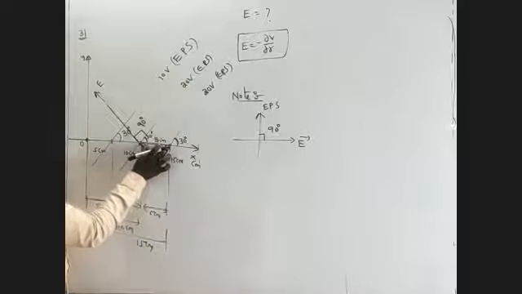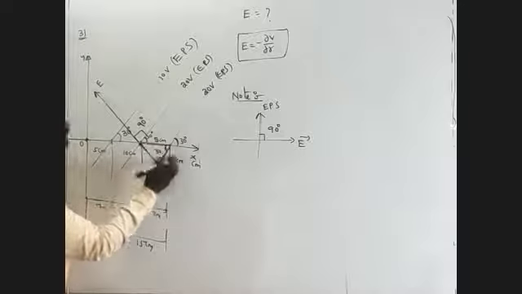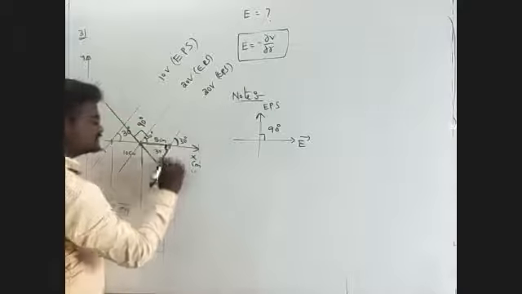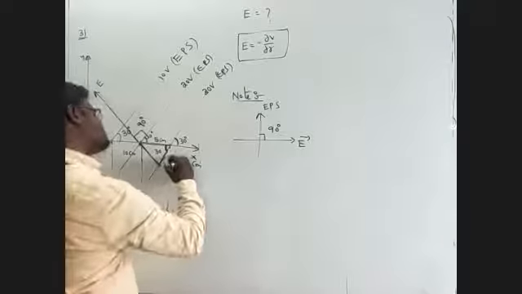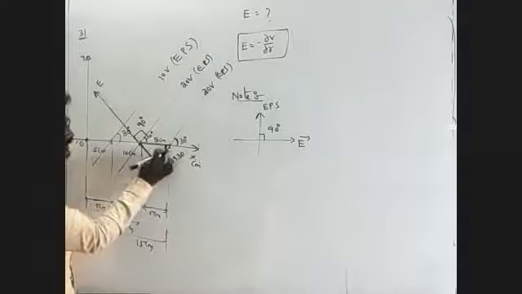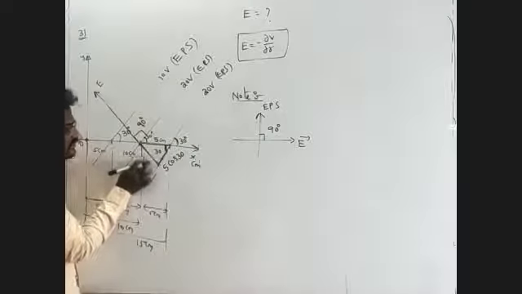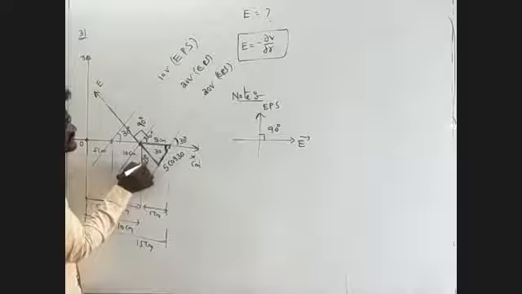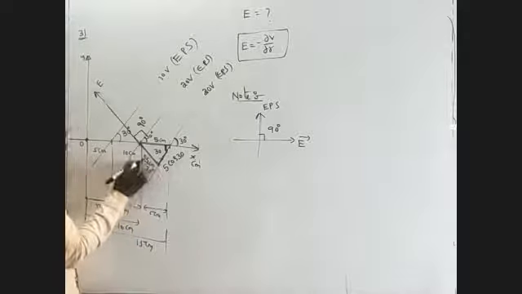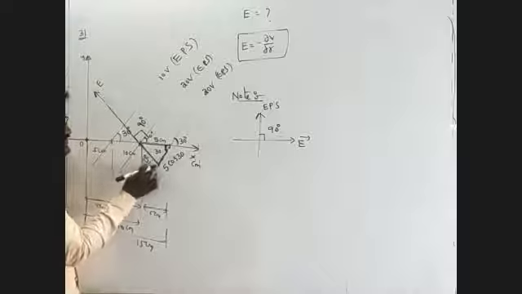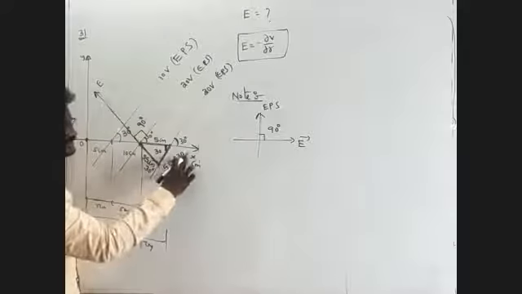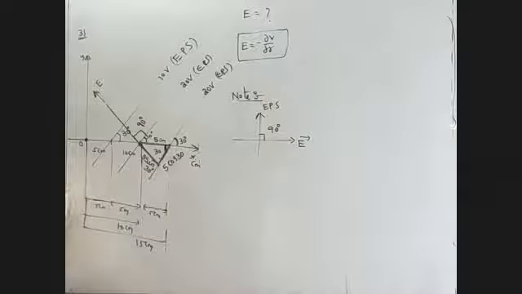These 5 centimeters can be divided into two components. This makes angle theta, so this is 5 cos 30 degrees. Next, the side opposite to theta is 5 sin 30 degrees. This is 5 sin 30 degrees, and this is 5 cos 30.